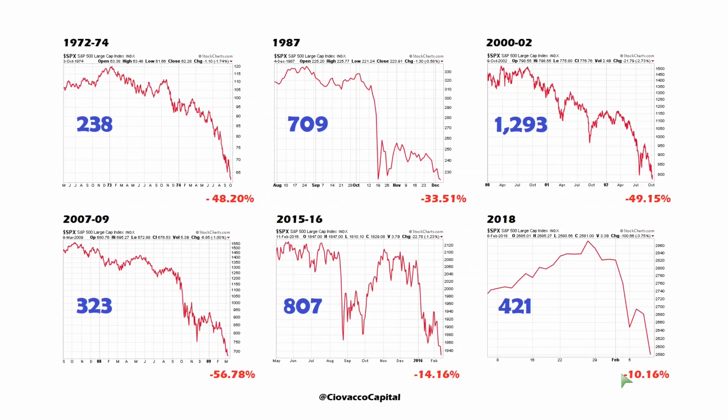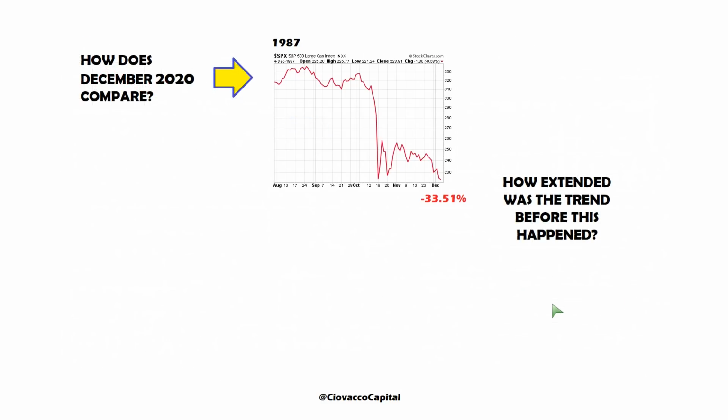Prior to this 10% plunge that began after January 26th, 2018, this is the S&P 500 in red. It had been 421 trading days since the slope of the 200-day moving average was negative. Thus, in each case, it was pretty fair to say the long-term trend for the stock market was fairly extended before really bad things happened. If we perform the same analysis in December of 2020, how does it compare?